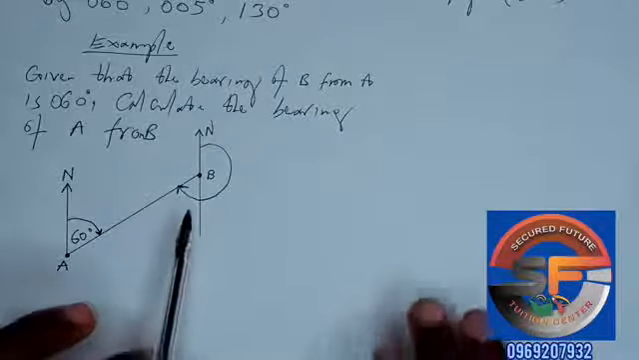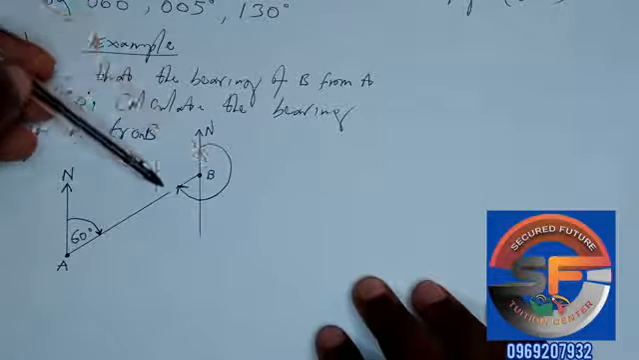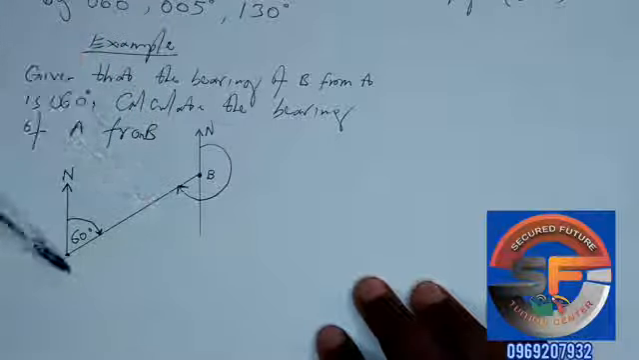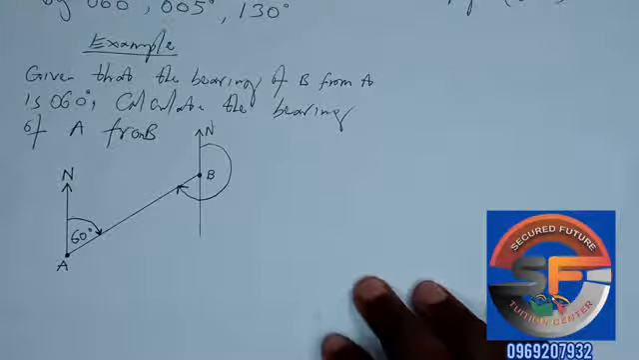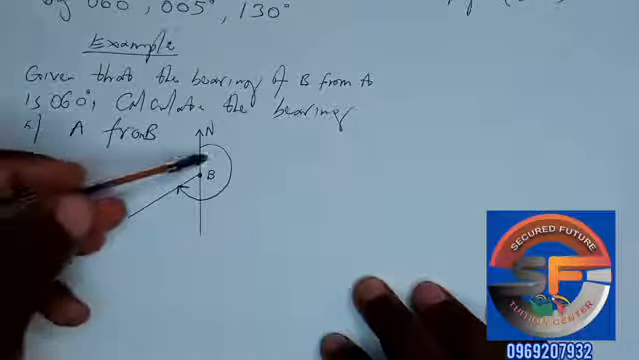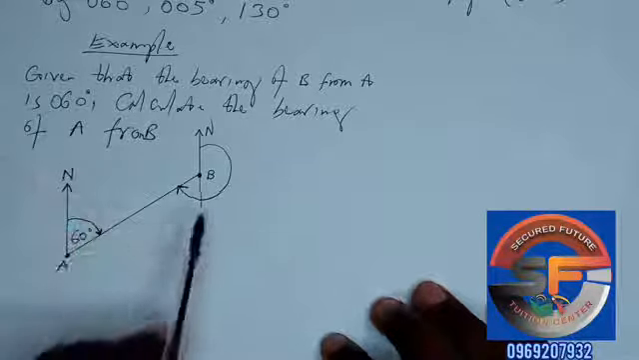Then there's a line joining the 2. We said this line is known as the transversal. Then we said you can use the Z letter. If you remember, you can use the Z letter. This is Z. You can use the Z letter to find this angle.